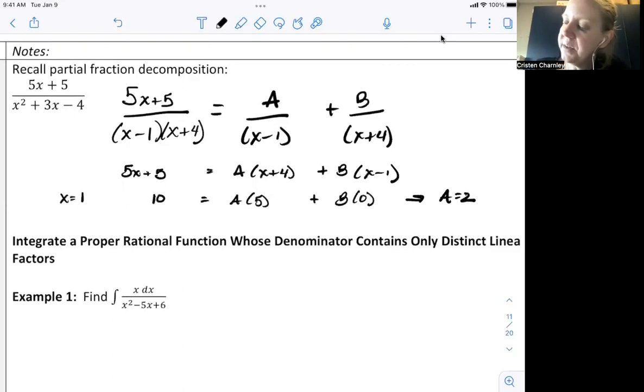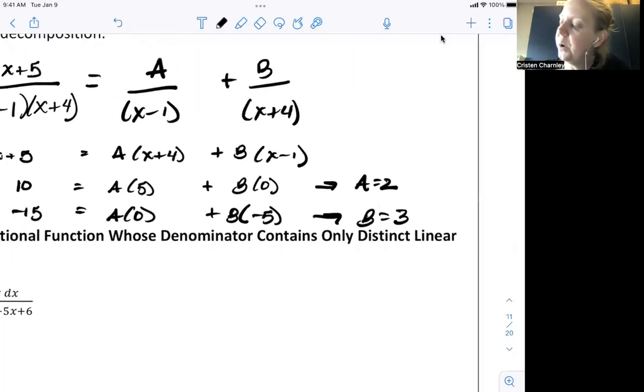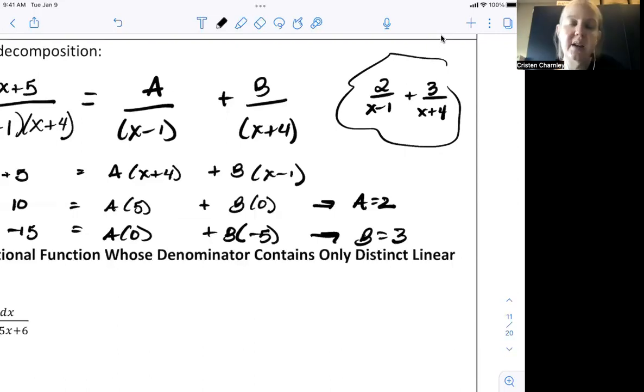And we'll do this again, but this time we choose x equals -4. You want that one term to drop to 0. So if I put in -4 for x, 5 times -4 is -20 plus 5, so here's a -15. This one is A times 0 plus B times -5. And in this situation, B is equal to 3. So what happens is we can rewrite this now as 2 over x minus 1 plus 3 over x plus 4.